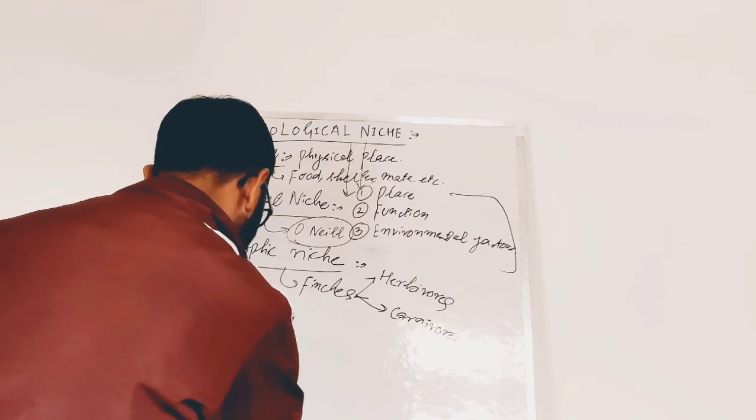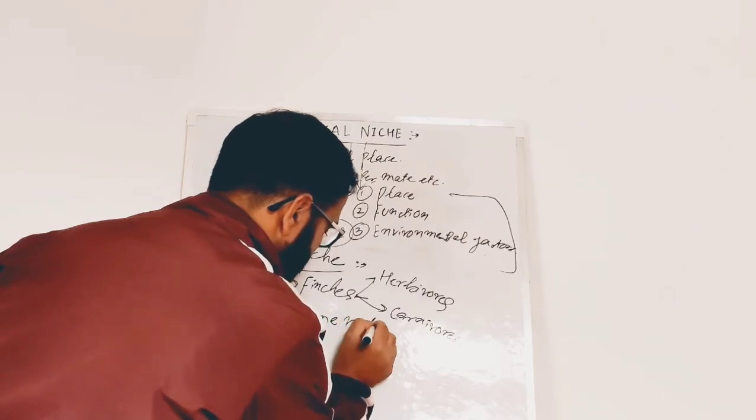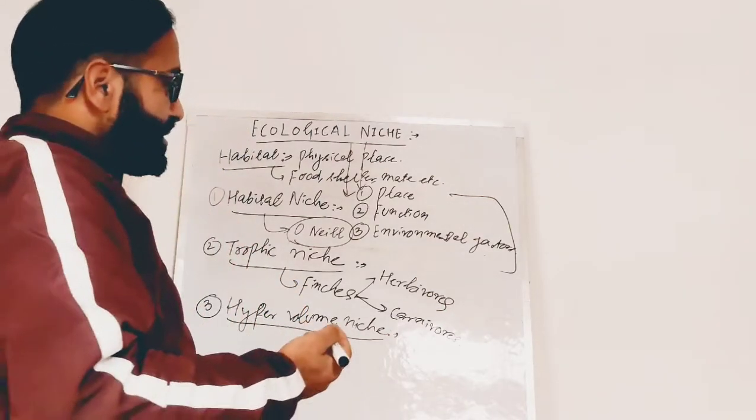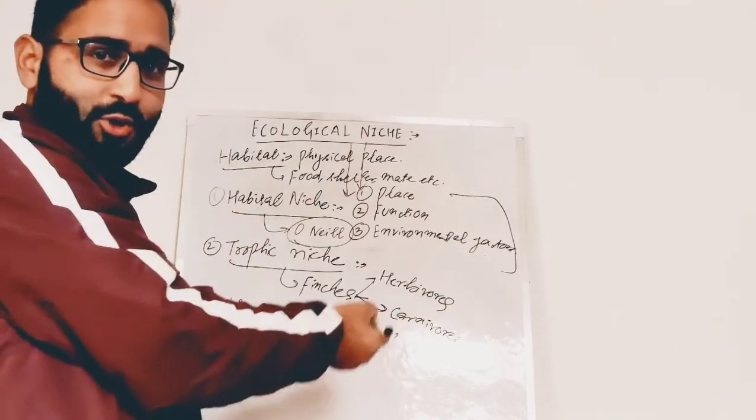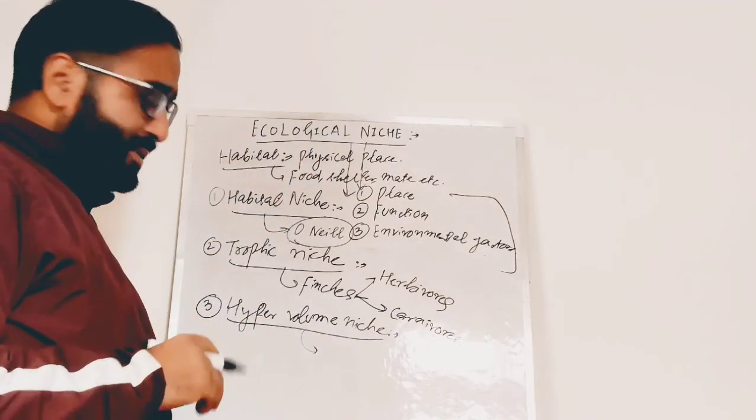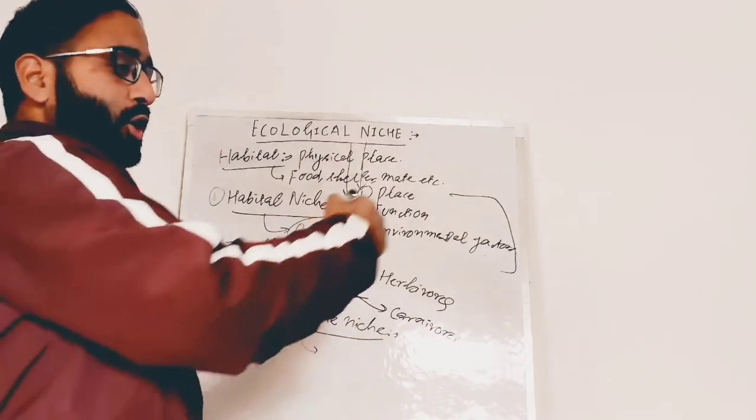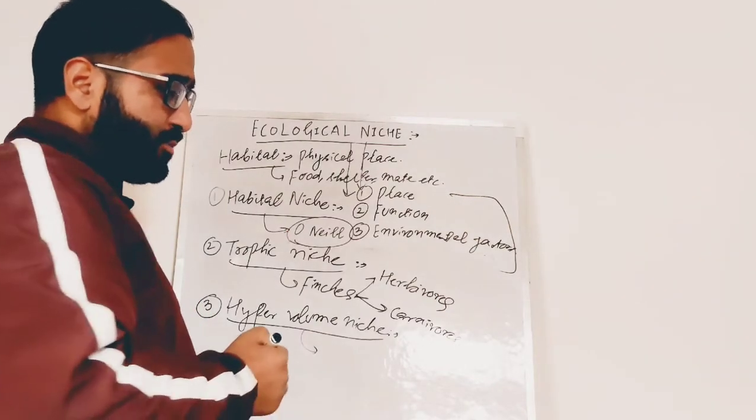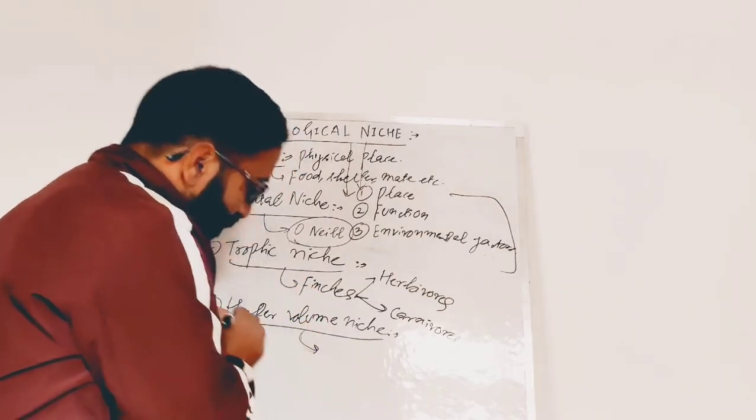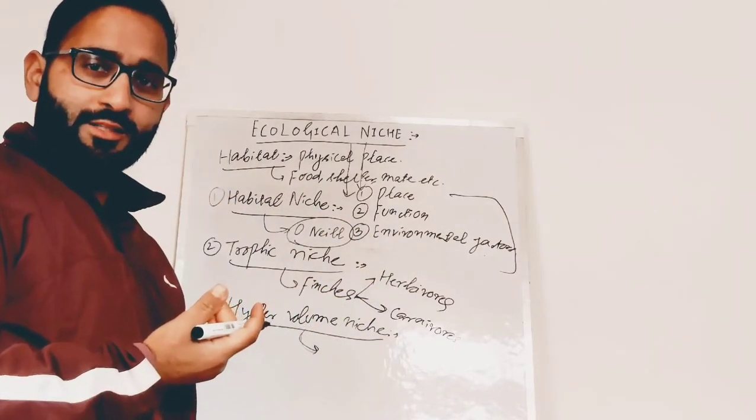Hypervolume niche. It is also called an n-dimensional niche. This hypervolume niche tells us about the different environmental factors, both biotic as well as abiotic, which influence the distribution of the species. Sometimes these factors are favorable for the species, so normally the species would occupy a large ecological niche, or we can say the species would occupy a large geographical area. This large area which would be occupied by the species in the absence of predators is called a fundamental niche.